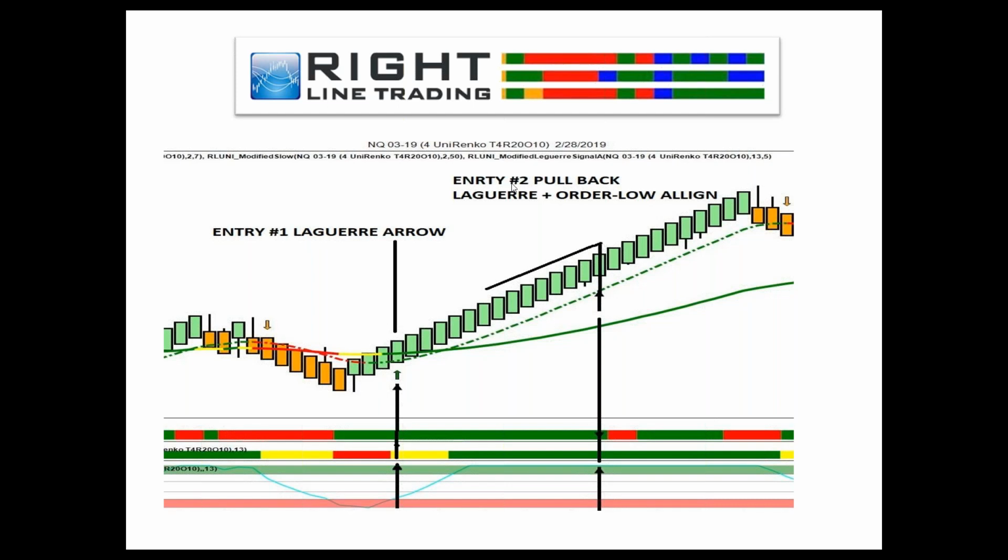Now entry number two, and I spelled it wrong, is a pullback without a Laguerre signal into a dual green. You have the Laguerre locked long, you have order flow green. Any pullback is likely to continue. So you can enter on the arrow, which is almost the inception of the trade, or enter on a pullback on dual green. And both have a high probability win rate.